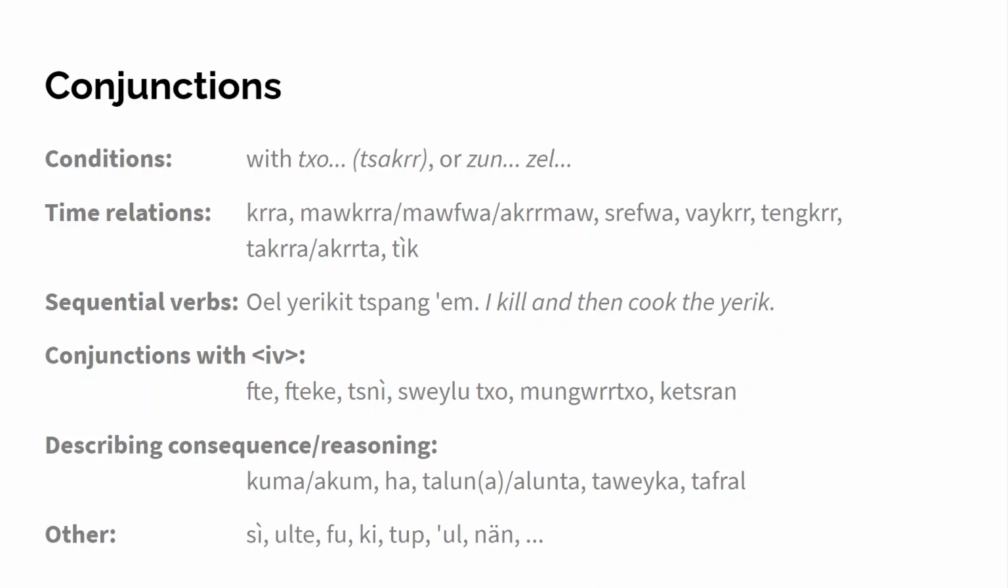And there are a lot of other conjunctions, se, ulte, both meaning and, fu, but, ki, dup, ul, nen, so there are a bunch of others. You can see the full list in the video. The first few, so conditions and time relations, are covered in video 17, and all the other conjunctions I talk about in part 18. Let's quickly look at questions.